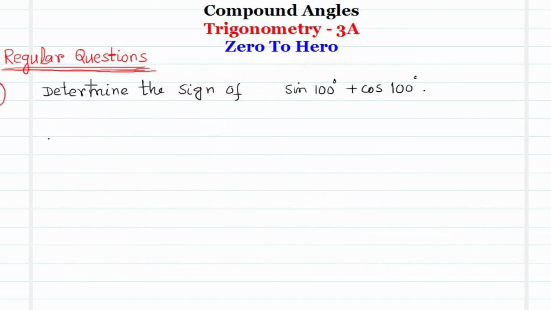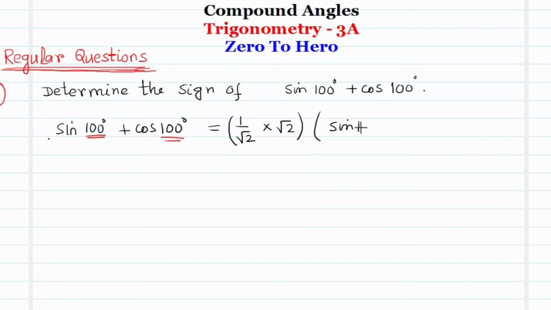Now this is the next question, where we need to determine the sign of the expression sine 100 degree plus cos 100 degree. Here we can see that sine and cos both are present, and the angle that we are considering is 100 degree. If we write it like this, 1 by root 2 into root 2, the value is 1, and sine 100 degree plus cos 100 degree inside the bracket.